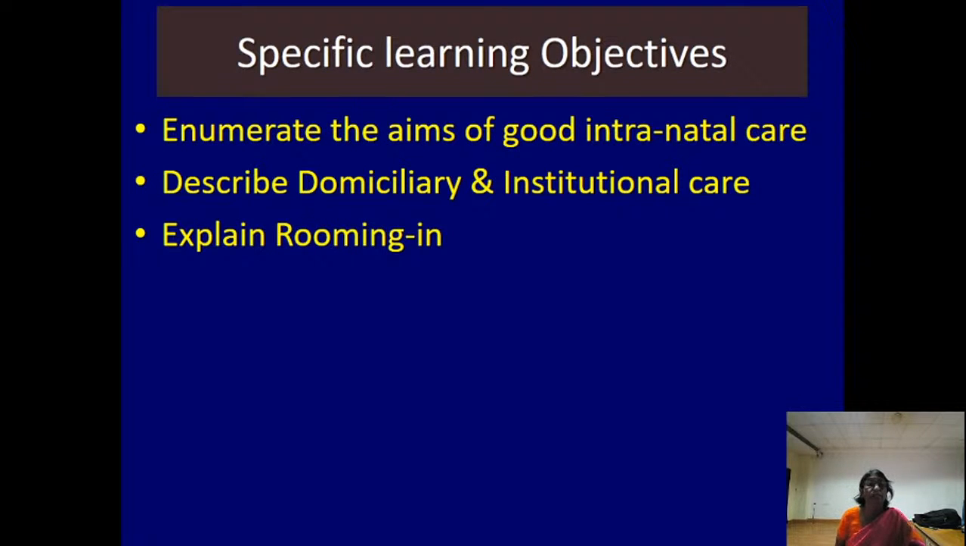Your specific learning objectives are that you should be able to enumerate the aims of good intranatal care. And there are two important things. A woman may prefer to deliver at home or she may prefer an institution. You should be able to describe both situations: intranatal care if she delivers at home, which is domiciliary care, and if she delivers at an institution, it is institutional care during delivery. And then you should be able to explain what rooming in is.